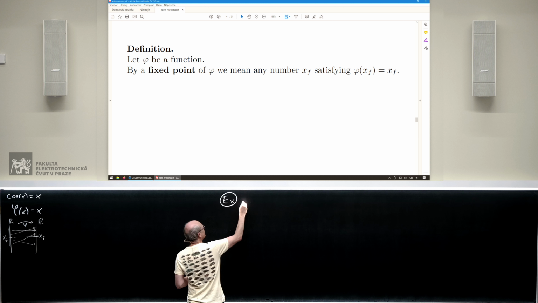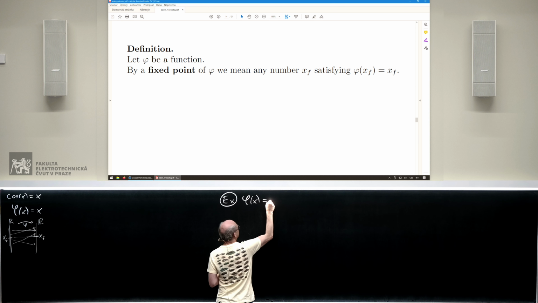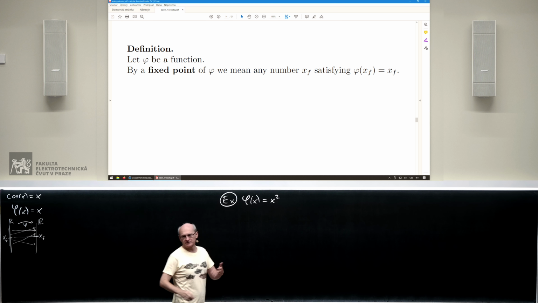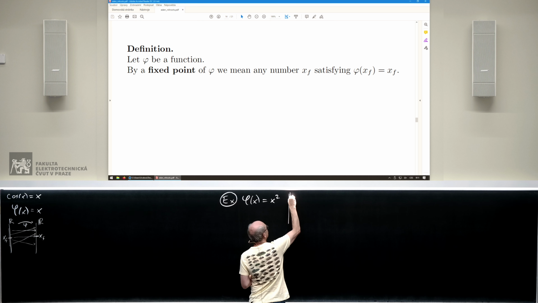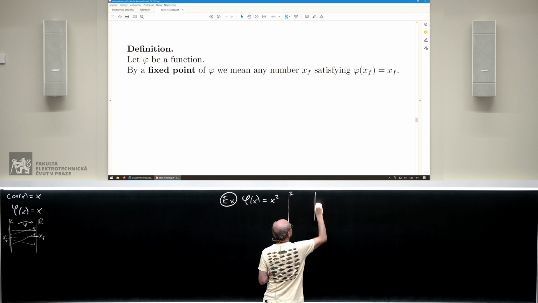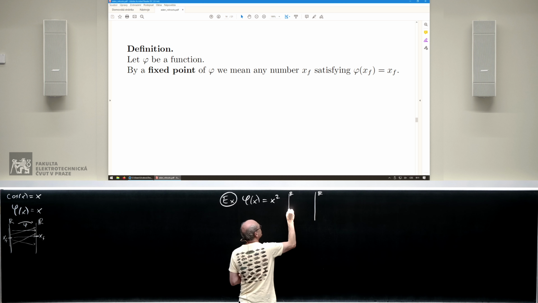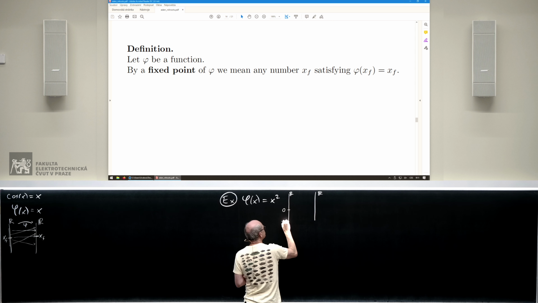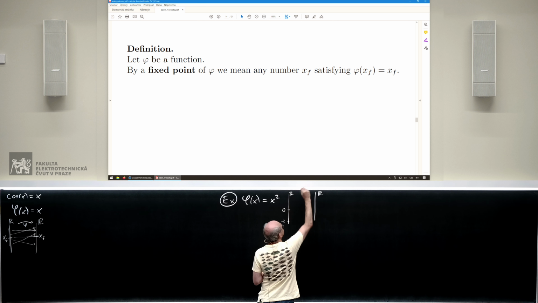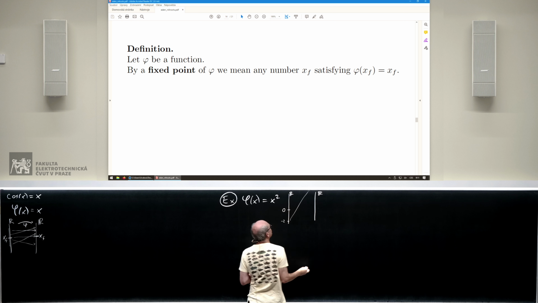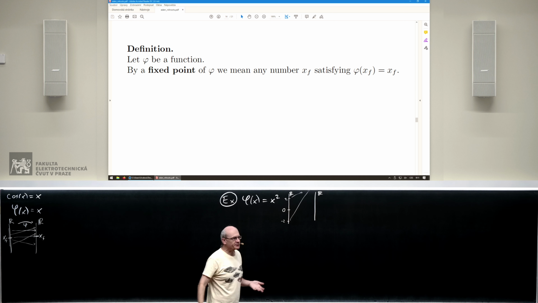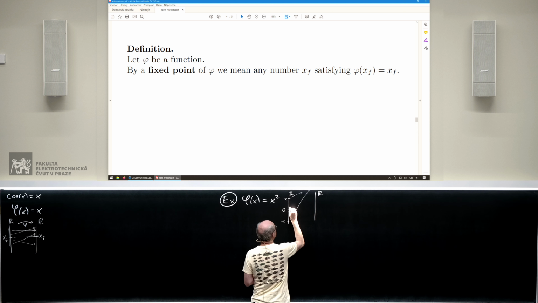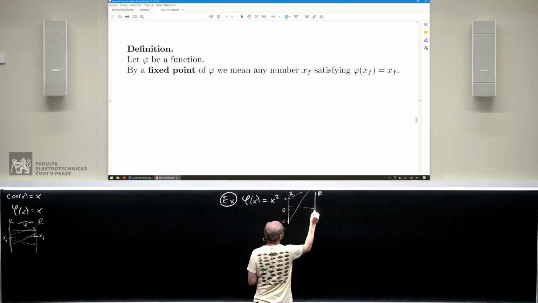So for the first example, I chose the usual square power. Very nice example, very simple. So how does it work? One copy of real numbers, another copy. Now here is 0, and let's say here is -2, and -2 is sent to 4, so it's somewhere up there. And 2 is also sent to 4. So there are all kinds of things happening. 1/2 is sent to 1/4, so it goes like that.